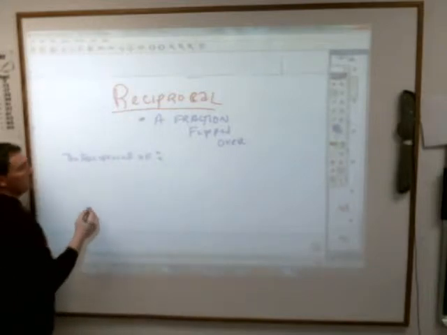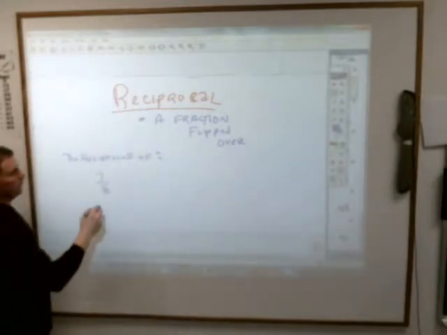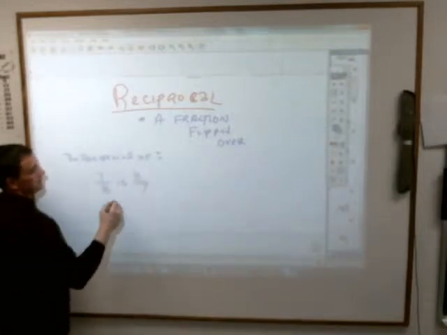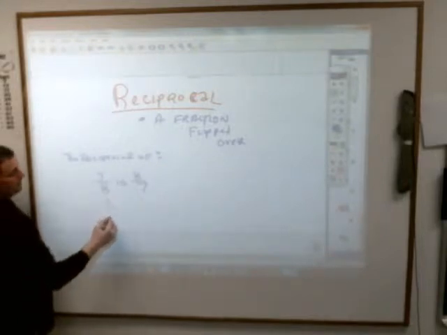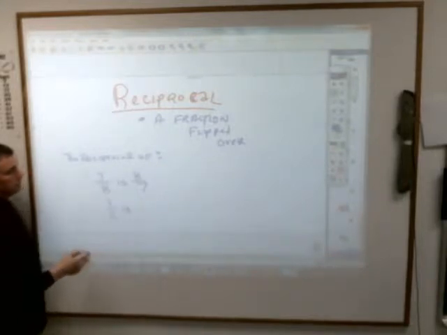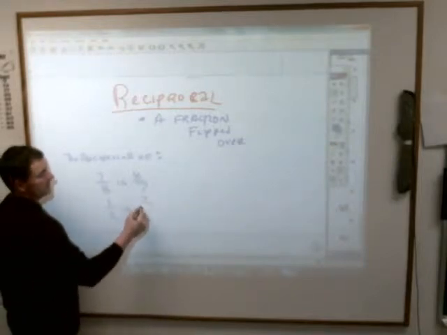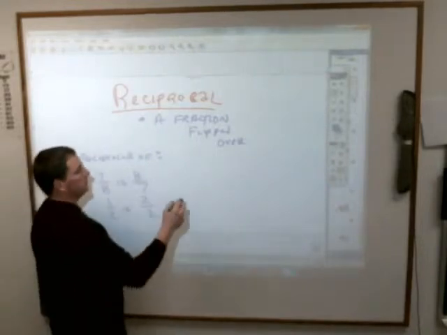The reciprocal of 7/8 just means you flip it over and it is 8/7. The reciprocal of 1/2 is, you take 1/2 and flip it over, put the top on the bottom and the bottom on the top, is 2/1.